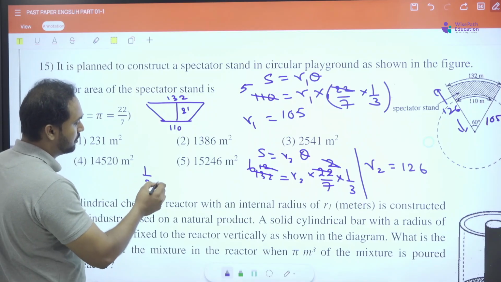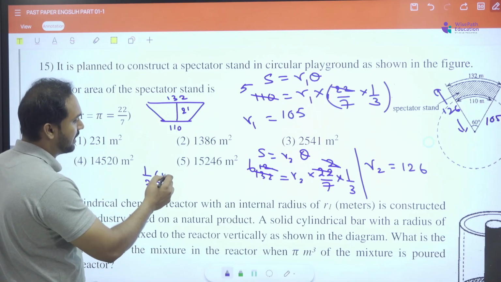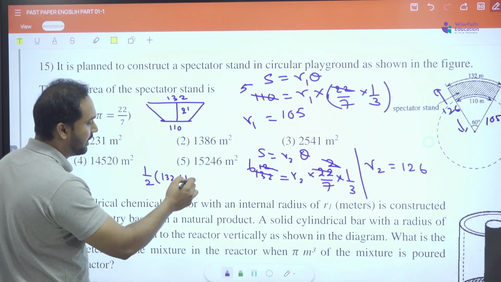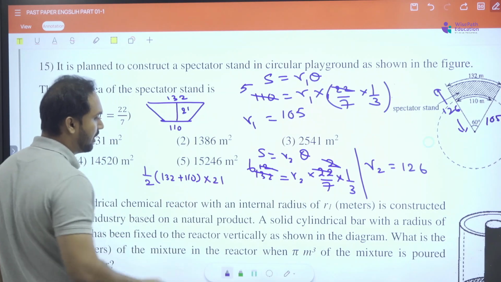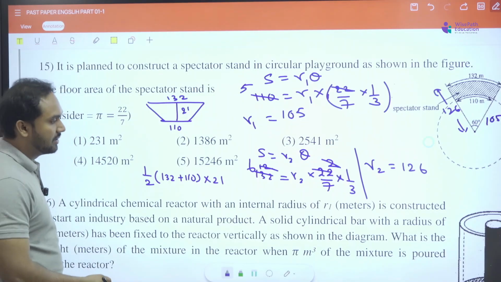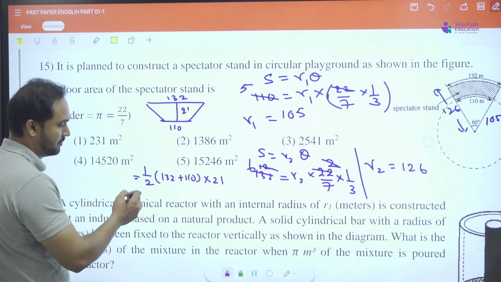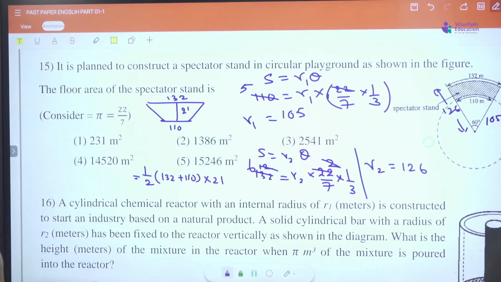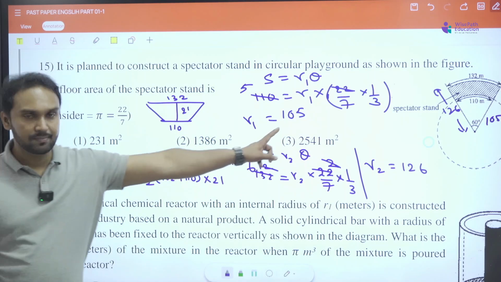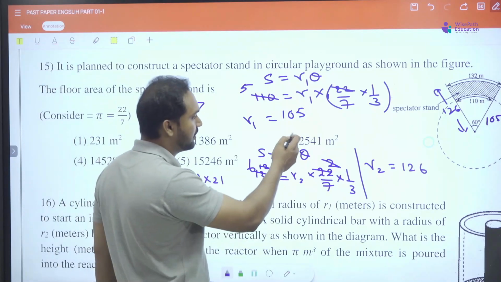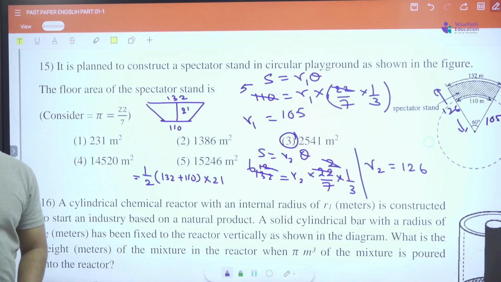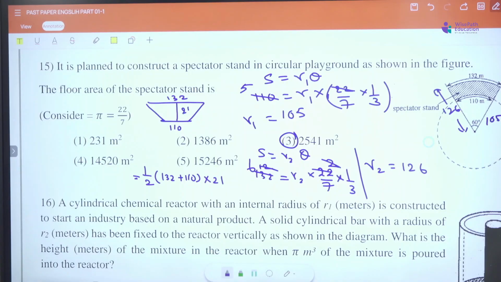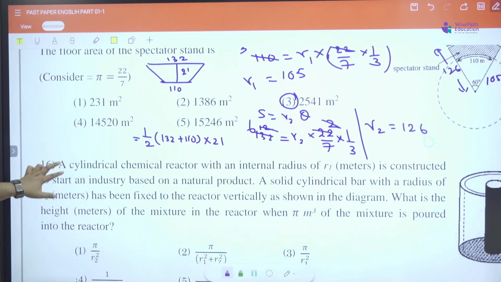So 1 over 2, addition of the parallel sides, 132 plus 110, multiplied by the perpendicular height, 21. So what is the answer there? 2541. So it took a few more steps. So it's getting little by little difficult.